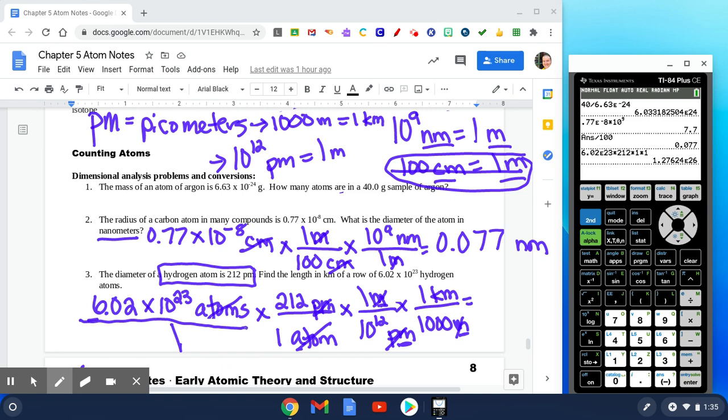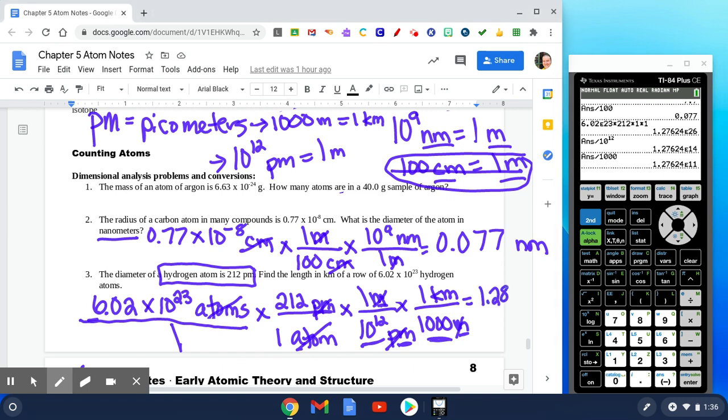Then on the bottom, I'm going to divide by 10 to the 12th, and then I'm going to divide by 1,000. So I'm going to take that answer and divide by 10 raised to the 12th power. And then I'm going to divide that by 1,000. And then that's my final answer. So 1.28, I'm going to round that 7 up because of the 6, times 10 to the 11th kilometers.